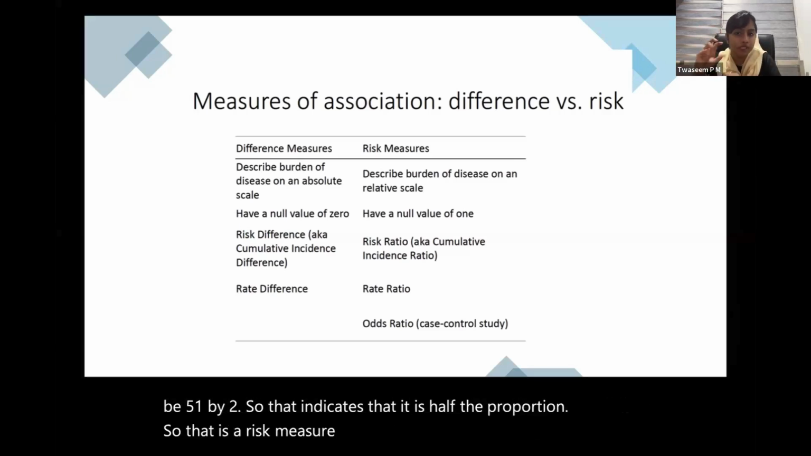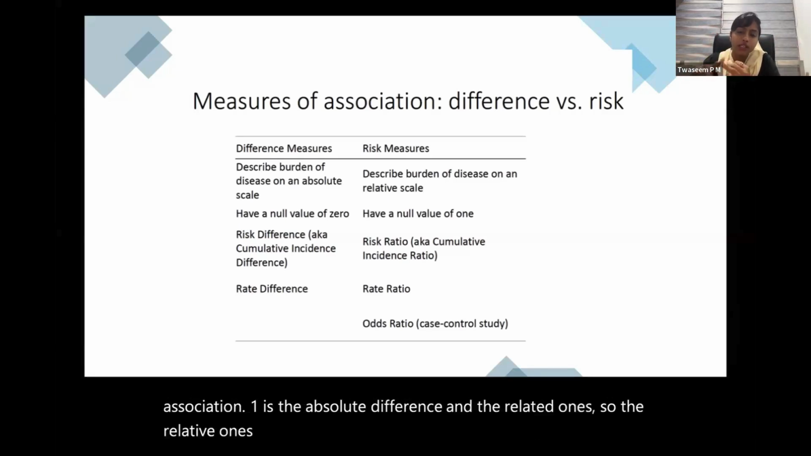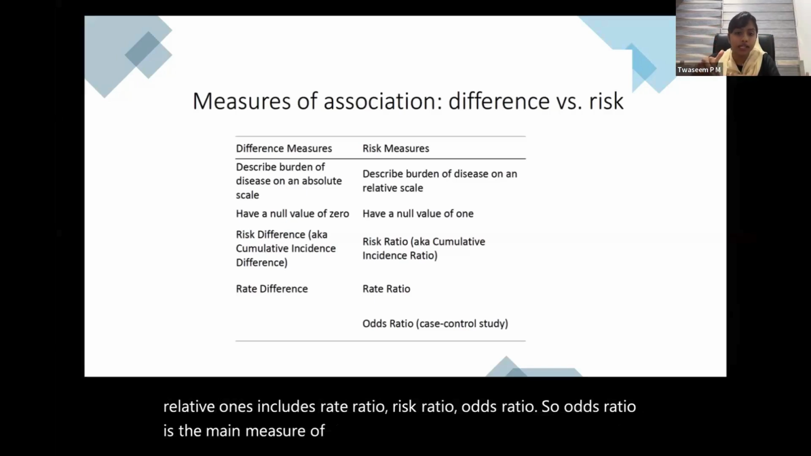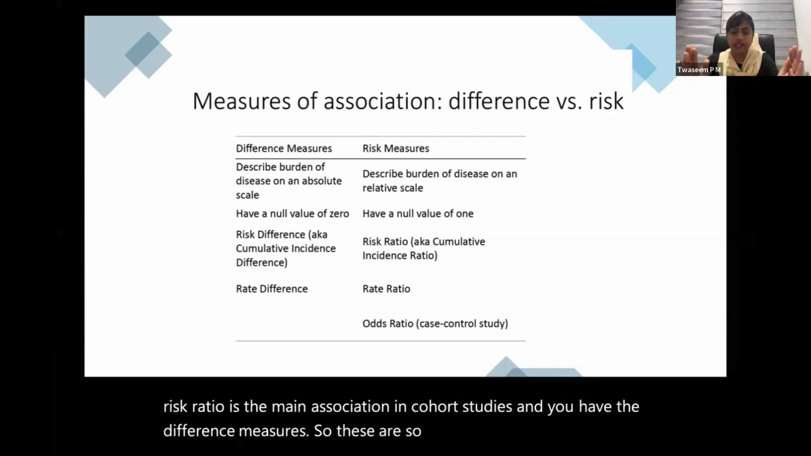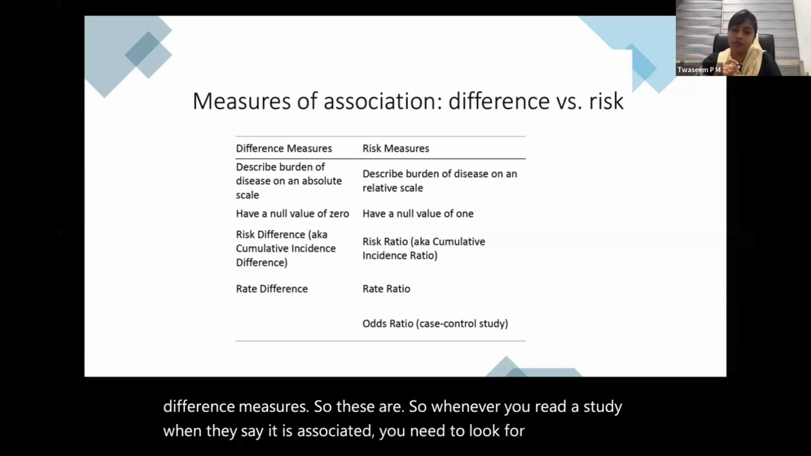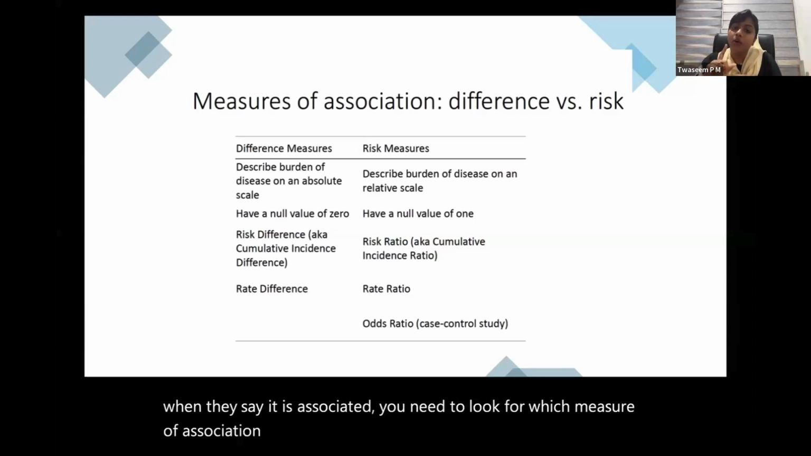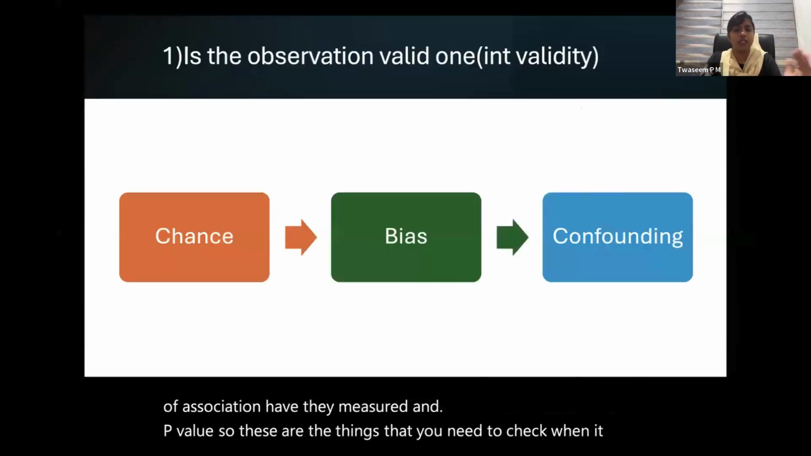So there are two types of measures of association: the absolute difference and the relative ones. The relative ones include rate ratio, risk ratio, and odds ratio. The odds ratio is the main measure of association in case control studies, and the risk ratio is the main measure of association in cohort studies. And you have the difference measure. So whenever you read a study, when they say it's associated, you need to look for which measure of association they have measured and what the p-value is. These are the things that you need to check when it comes to the measure of association.